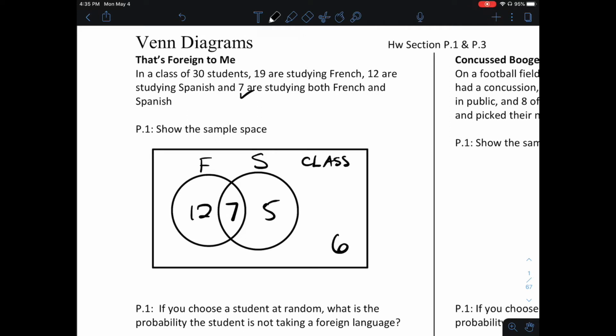Let's just add up the numbers to make sure this all works out. We are saying there are 12 that are in French, but not in Spanish. There are 5 that are in Spanish, but not French, and there are 7 taking both. We're saying that there are 6 people that are in this class, whatever class we're in, but they are not taking a foreign language. If you add those together, 12 and 7 and 5 and 6, we get 30, so it works out.